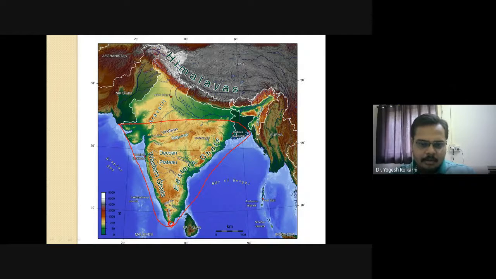So the tip of the peninsula is referred to as the Cape. Okay, you must have heard the term Cape of Good Hope, Africa. Okay, and in case of India, it was Cape Comorin. Okay, Cape Comorin, right? So this part is referred to as Peninsular India. Okay, after Peninsular India, we have the Indo-Gangetic Plain. Indo-Gangetic Plain, right? So this particular part is the Indo-Gangetic Plain.